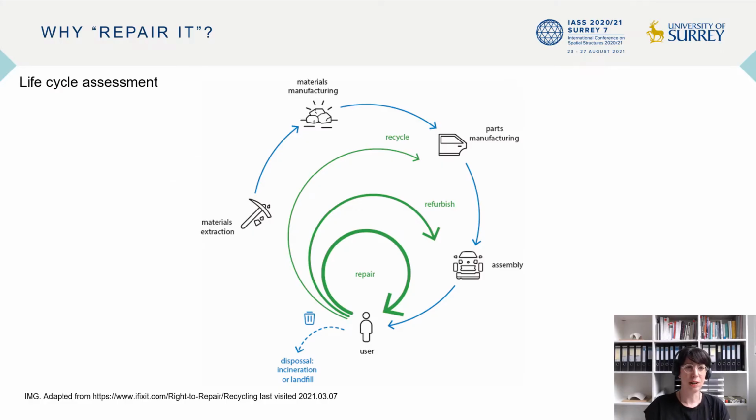So I would like to start with this question: why repair it? We understand that during the life cycle assessment of a product, environmental impact is evaluated throughout its entire life cycle, from the materials extraction, materials manufacturing, parts manufacturing, assembly, until the products reach the user. So how can we extend the life cycle of a product? Our answer to this question is by extending its use or by repairing.